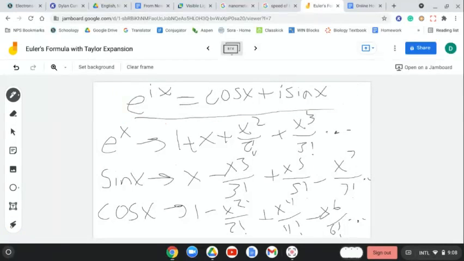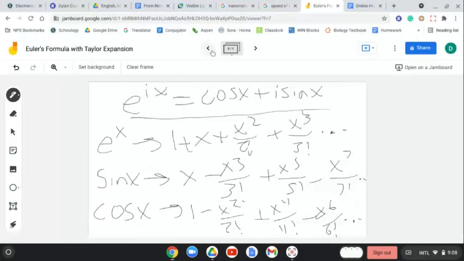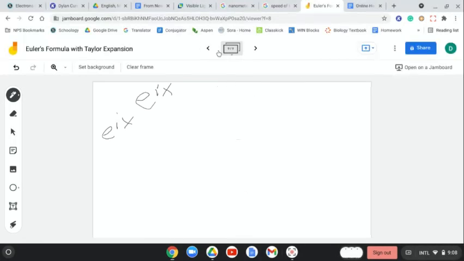So on the previous slide, we showed the Taylor expansion for e to the x, but in our Euler's equation, we have e to the ix. So we want to create a Taylor expansion for e to the ix, which is actually really simple. We just take all of the x terms in our original Taylor expansion, and we turn them into ix. So we get 1 plus ix plus ix squared over 2 factorial, and this goes on forever.